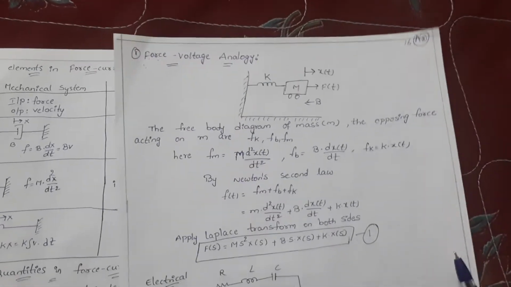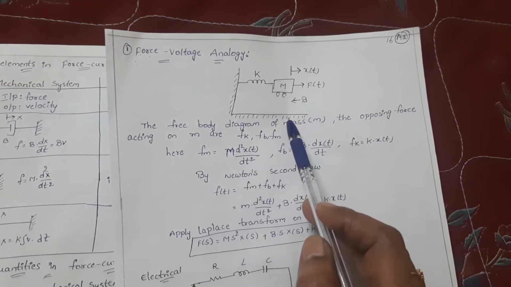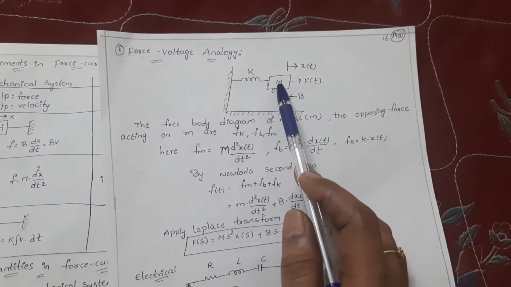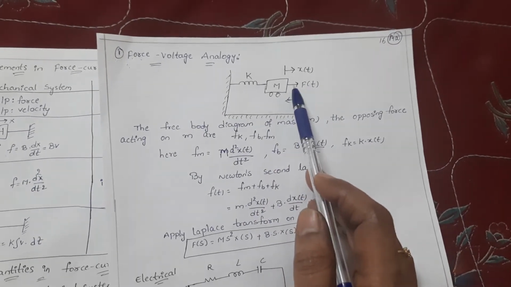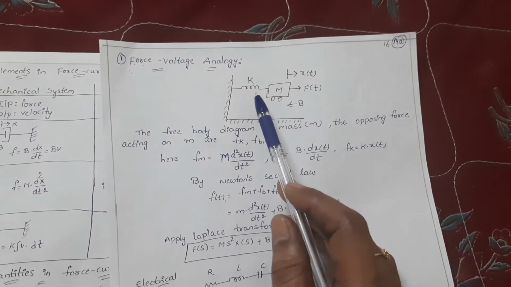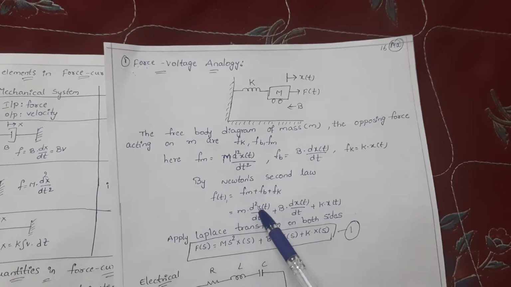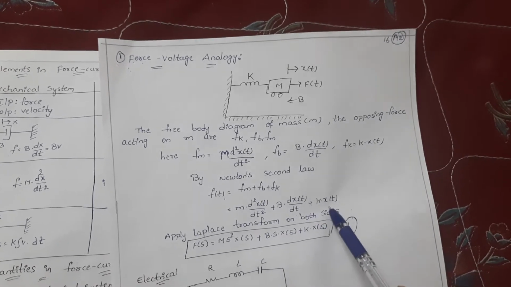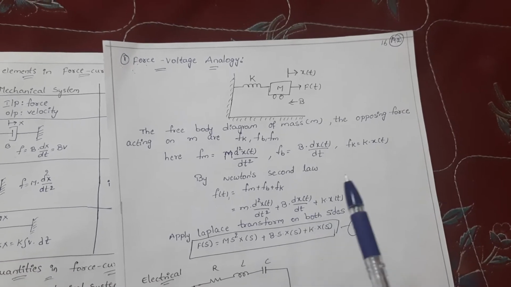Okay, so see, this is the problem given with force voltage analogy. This is the diagram given. So now you should write the free body diagram for this problem. Anyway, only one M, K and B dashpot are given. So force is there. F of t is equal to Fm plus Fb plus Fk, right? So you write the formulas. Fm means m into d square x by dt square, b into dx by dt, and k into x. If you write x of t, no problem, and dx by dt also you can write.